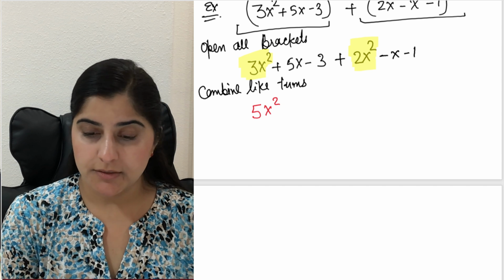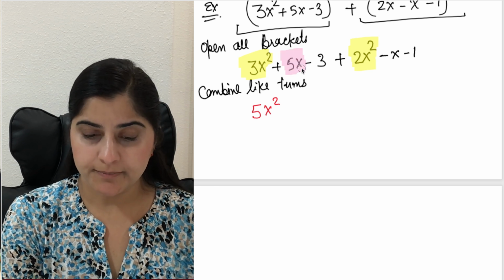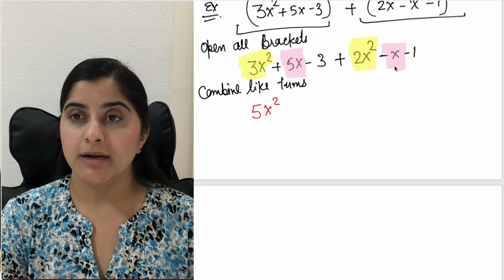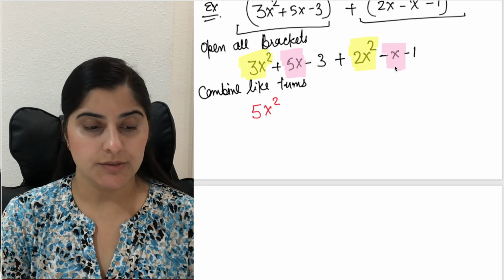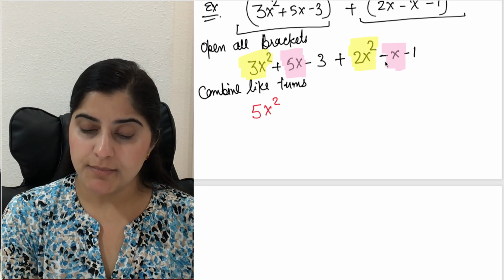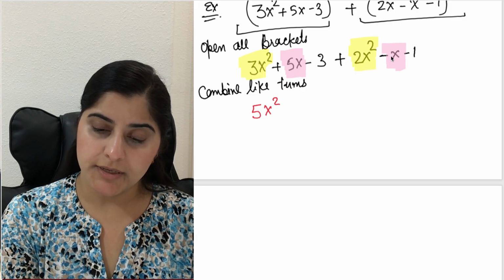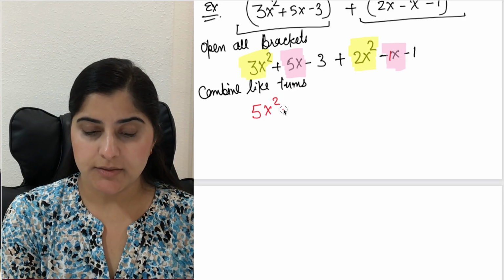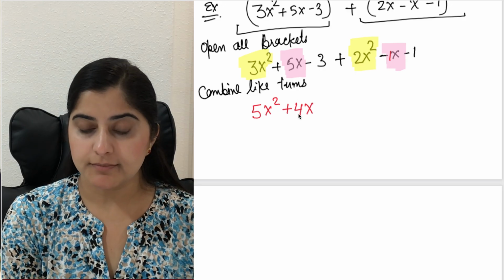Now let's see, this is the x term and this is also the x term. The variable part is exactly the same, so these two are like terms, and we can combine them. So it's 5x and minus, with no number here. No number means just 1. So 5x minus 1x will give you 4x.